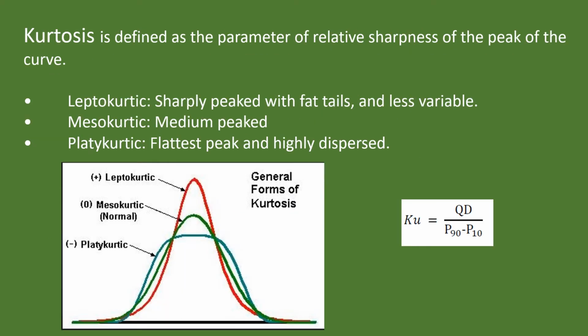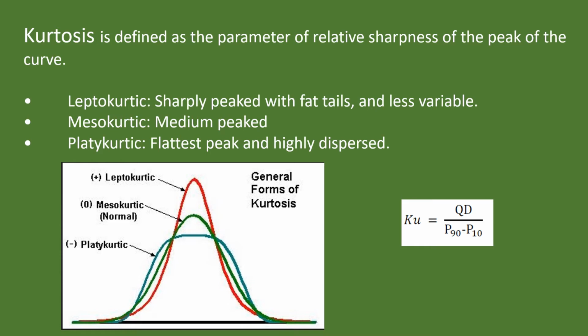Next is the kurtosis. Kurtosis is defined as the parameter of relative sharpness of the peak of the curve. We have three kinds of kurtosis. It can be leptokurtic, wherein the peak is sharp with flat tails. As you can see in the diagram, it's the one drawn in red. Mesokurtic is medium peaked, and platykurtic is the flattest peak and highly dispersed.